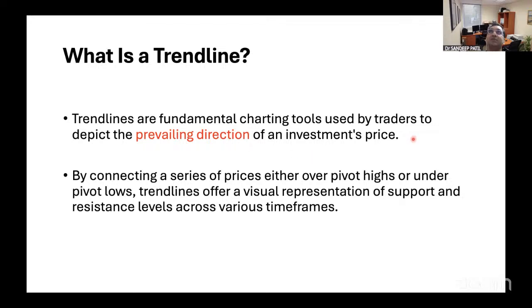So is the price going up, going down, or in a range? The trend line will show me that by connecting a series of prices either over pivot highs or under pivot lows. A trend line offers a visual representation of support and resistance levels across various time frames.